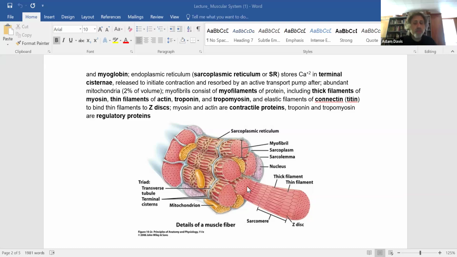The thick filaments are anchored to the Z-discs, by the way, with another type of protein, elastic filaments, made of a protein called connectin or sometimes titin. You can use either name for that protein. So you find thick filaments, thin filaments, and elastic filaments making up your sarcomere.